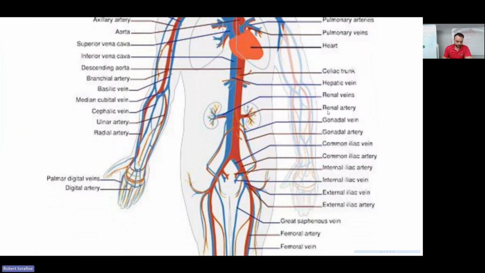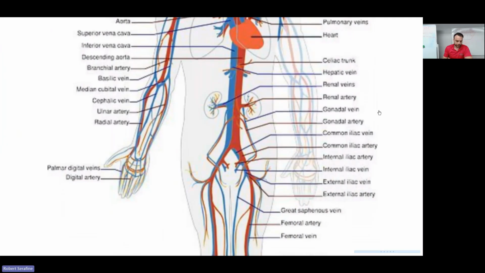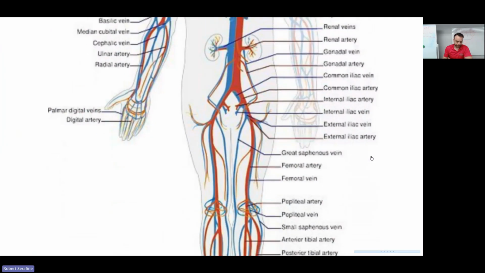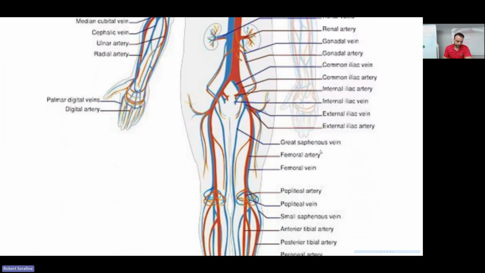But renal veins, renal artery, right? Again, that's going to tell us that it's going to the kidneys, because renal means kidneys. Iliac vein means they're in the iliac. To be honest, the only real one that I'd list out for you guys is the great saphenous vein.